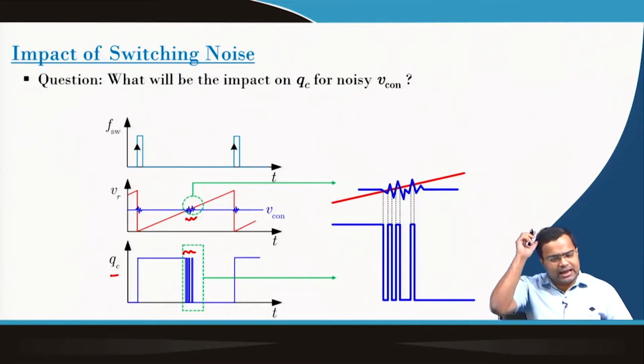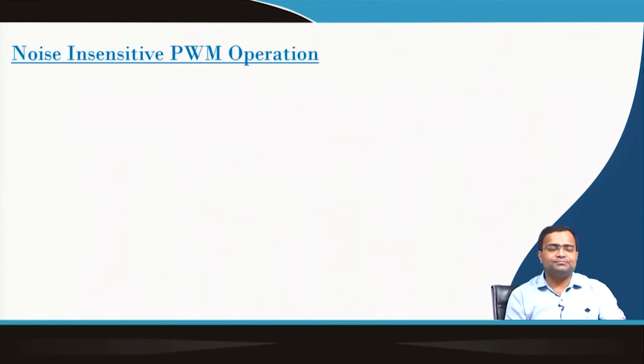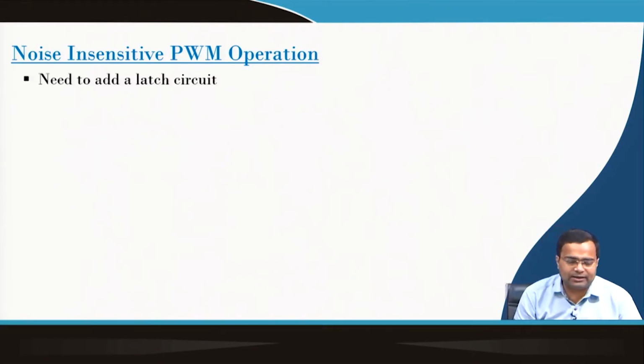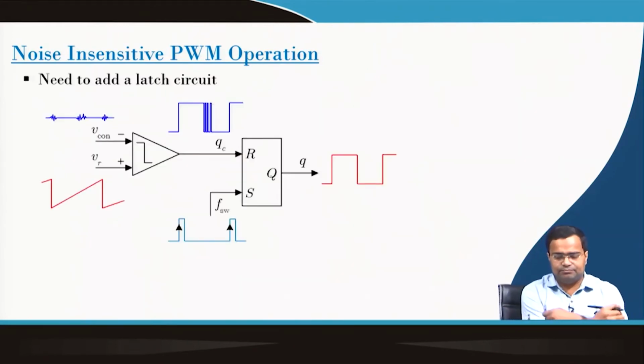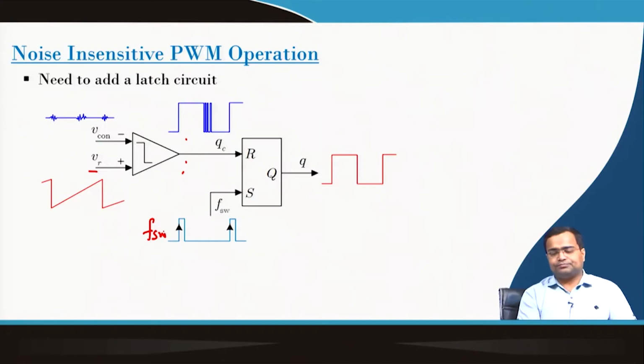So, this chattering can lead to multiple switching, because there can be multiple intersections between the ramp signal and the control voltage. How to avoid? In order to avoid, we need to add a latch circuit. That means we have a ramp signal, control voltage, this was the earlier block. Now, we are adding a latch signal where this is my external switching clock.